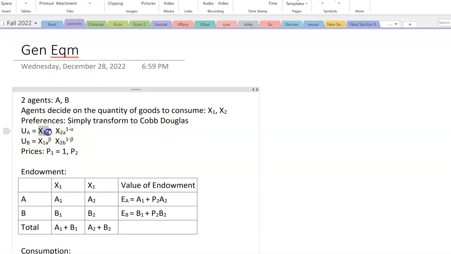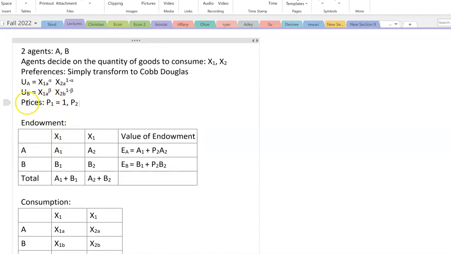So X1A is the quantity of X1 consumed by A, X2A is the quantity of X2 consumed by A. The same thing with X1B and X2B here. So these are typical Cobb-Douglas, right? And for the prices we let P1 equal 1, and so we're looking for P2. So they're given some kind of an endowment.